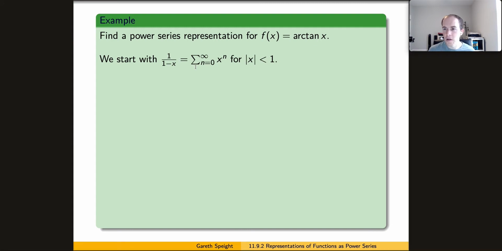And we can do this in two steps. So the first step is going to be to replace x by negative x squared to get a representation for 1 over 1 plus x squared.